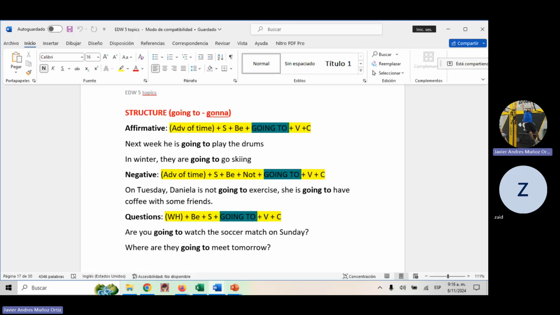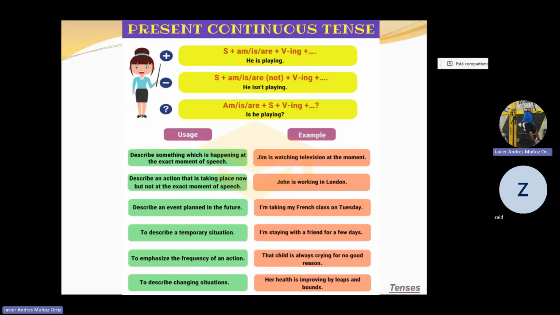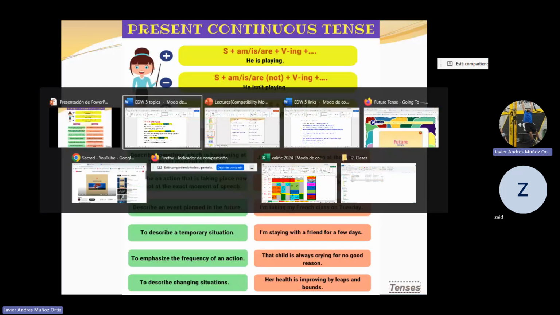To create negative sentences, going to is going to come after the negative word, I mean after not. And for questions, it's going to come before the main verb, that once again is not going to have the conjugation ing. So that's everything you need to know. Once again, it's pretty similar to present continuous. It's almost the same. The only difference is that you are going to add another couple of words, going to, and going to is going to come before the main verb. So this is everything you need to know in terms of grammar.